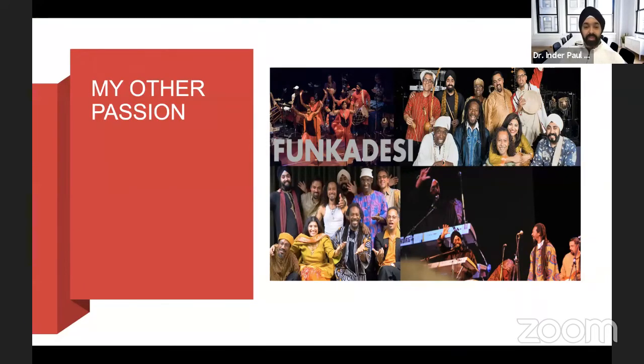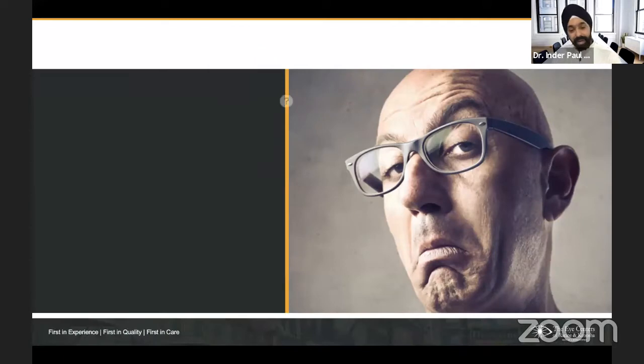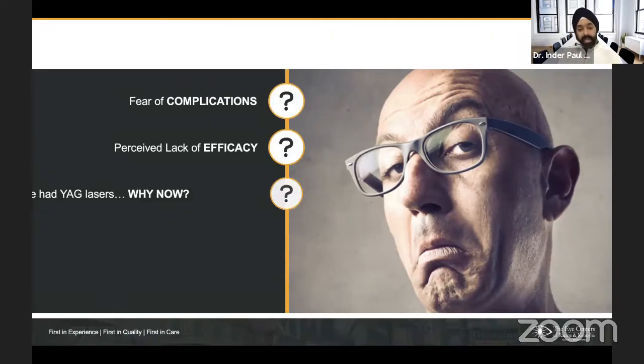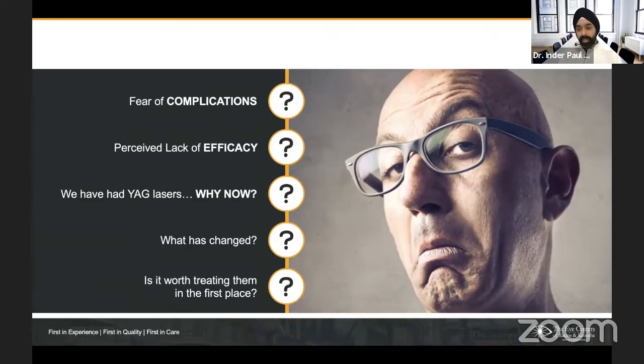So that's my other escape. But I want to talk about the first question that people ask me: do I feel comfortable performing laser vitreolysis? Because there is a fear of complications. Historically, there's been a fear of, does it really work? And why all of a sudden now are we promoting this new procedure when it's been tried before? This is not a new concept. So what has changed? And in general, is it even worth addressing floaters?